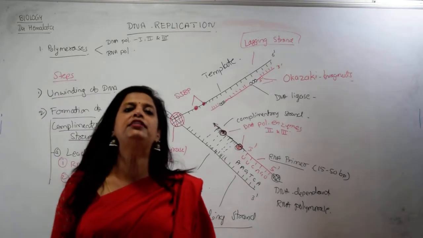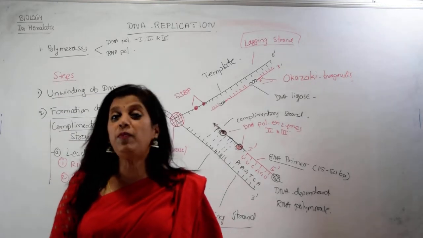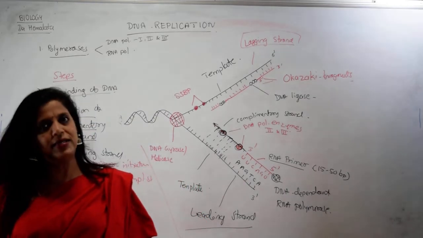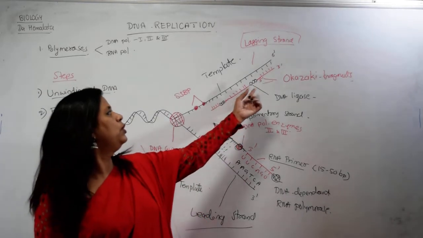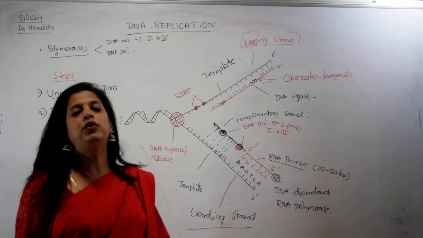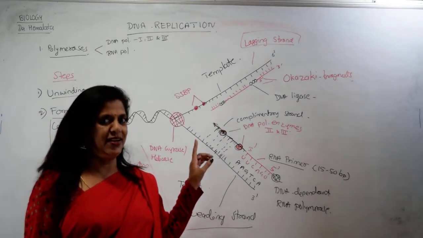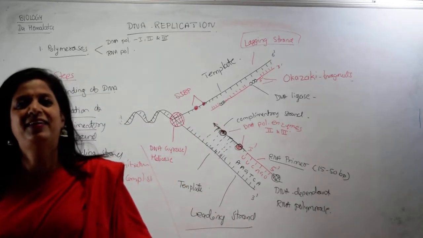DNA ligase enzyme, we call it the repairing enzyme. DNA repairing enzyme it is. So that's how one complementary strand is formed. So that's about the story of this strand. Okay? Done. Learn this.